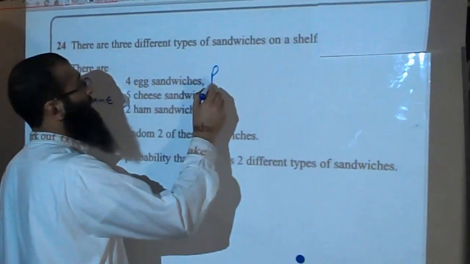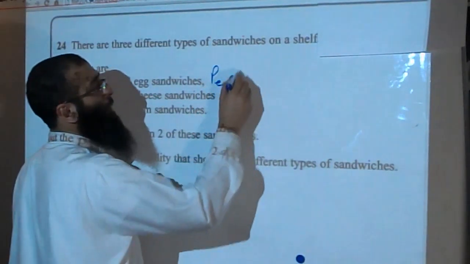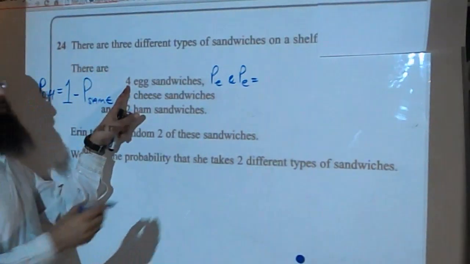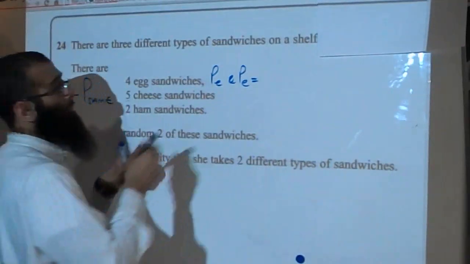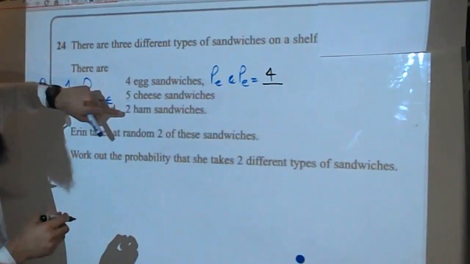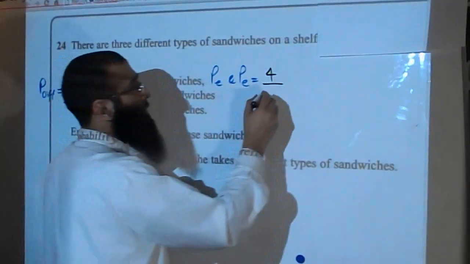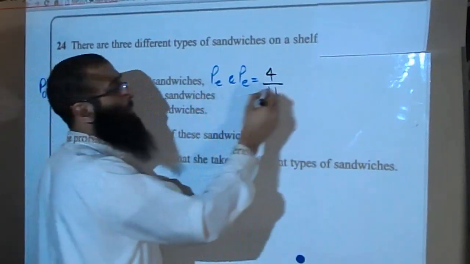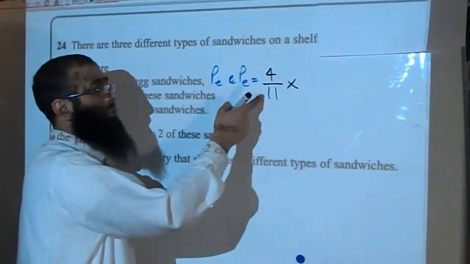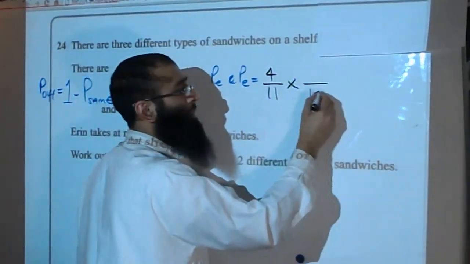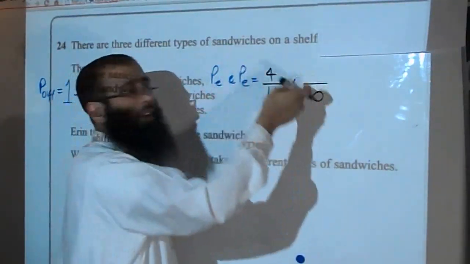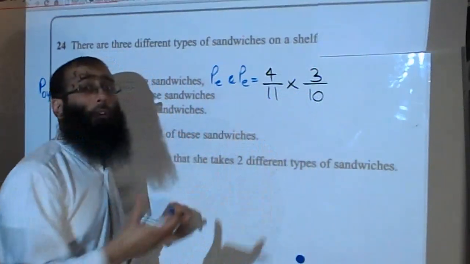Now, the probability of an egg sandwich and the probability of an egg sandwich is equal to, well, the probability of the egg sandwich is going to be 4 out of, we've got 4 plus 5 is 9, 9 plus 2 is 11, so there's 11 sandwiches altogether, so 4 out of 11. The and means multiply the probability of the next egg sandwich. Now we picked one egg sandwich, so this 11 has now become 10. You had 11 sandwiches, 1 was taken out, now you have 10 sandwiches left over. 4 of them were egg, now you've got 3 left over. So this is called probability without replacement.